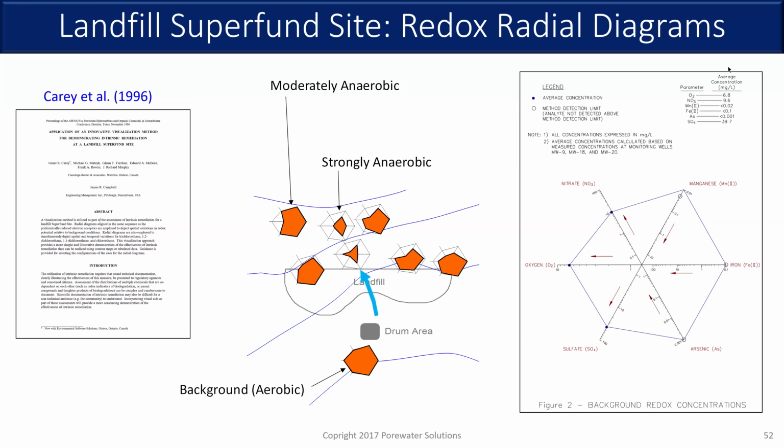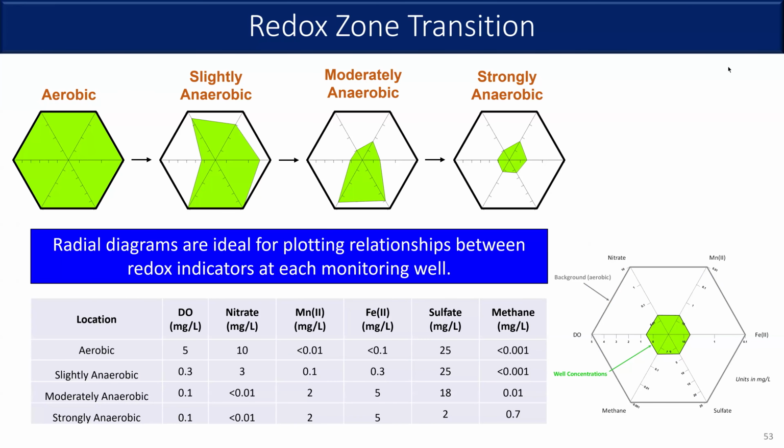And what we do is just plot redox indicators. Oxygen, nitrate, iron and manganese, sulfate, methane are typically plotted. So just to show you the redox diagram in the bottom right, you can see at a well, we might have strongly anaerobic conditions, and we've got aerobic conditions in the background well.